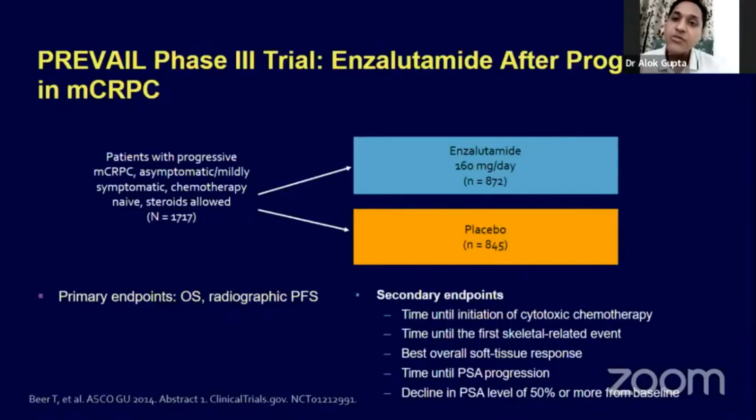Again, a very large trial, 1,717 patients randomized to receive enzalutamide 160 mg per day versus placebo. Again, very hard endpoints of overall survival and radiographic progression-free survival.